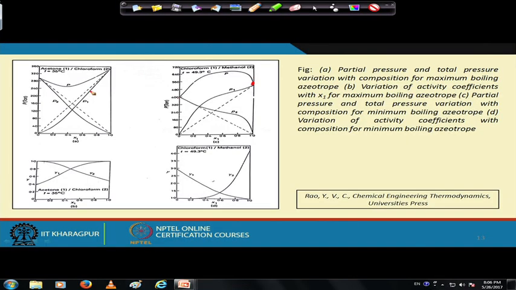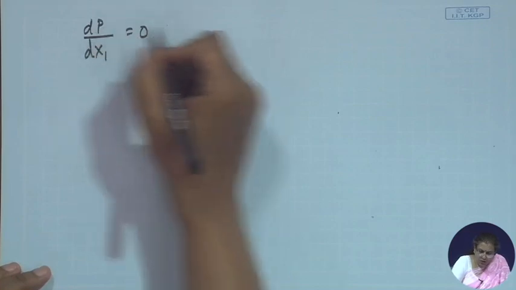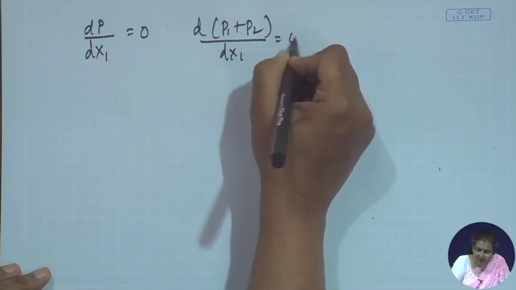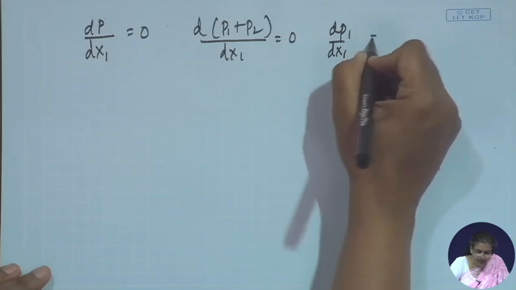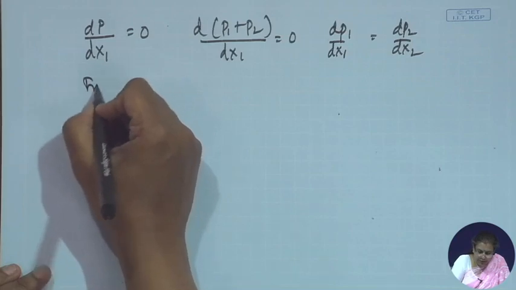So, accordingly we find that at this particular point where we encounter a maxima in the Px curve, for example here, or a minima in the Py curve, what do we find? That for this particular situation, can we not write down dP/dx1 equals 0? What is this P? It is just the summation of the partial pressures. So, therefore, we can write dP1/dx1 is nothing but equal to minus dP2/dx2. Agreed. From the Gibbs-Duhem equation, what do we know?